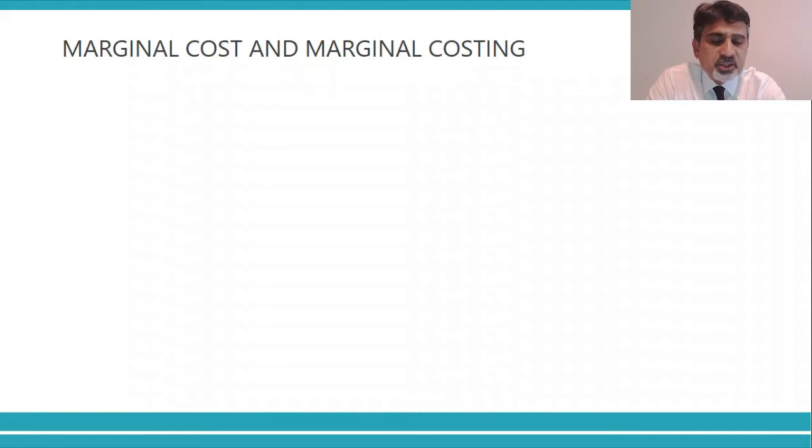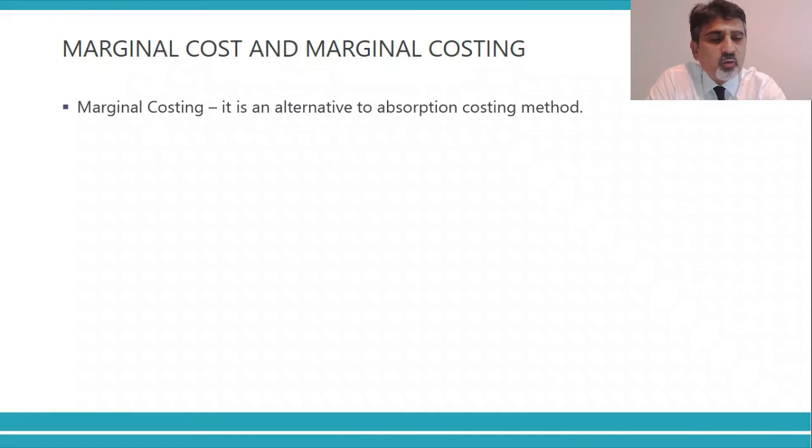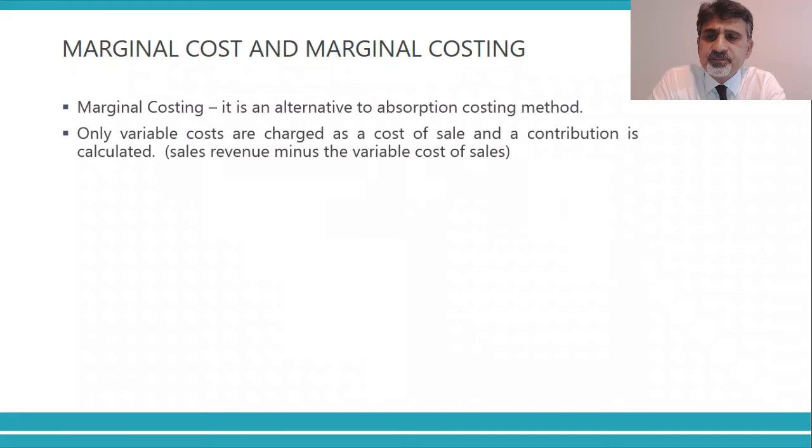Marginal cost and marginal costing. So let's first understand a few concepts. Marginal costing is an alternative to the absorption costing method. Yes, these are 2 different methods, but the purpose of both is to calculate the value of the unit of output. Whatever you make, tables, chairs. So what is the value of making one table? What is the cost of making one table? In order to calculate the cost of making one table, you have 2 methods: absorption costing and marginal costing. So it's just an alternative.